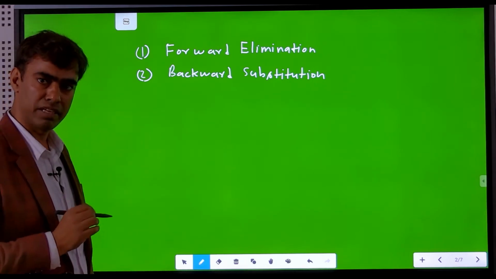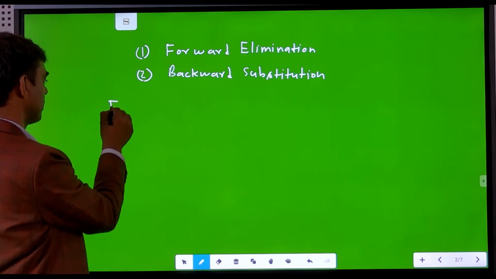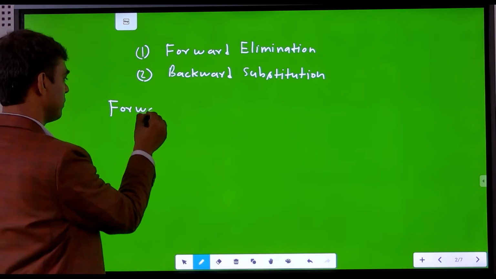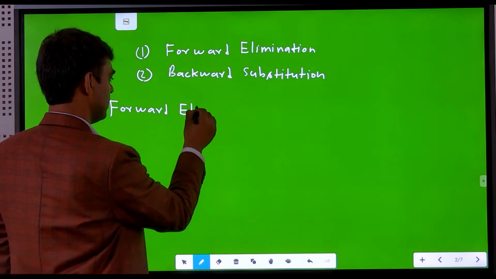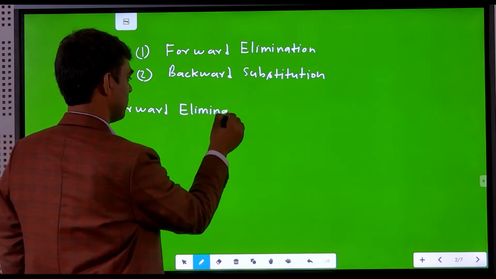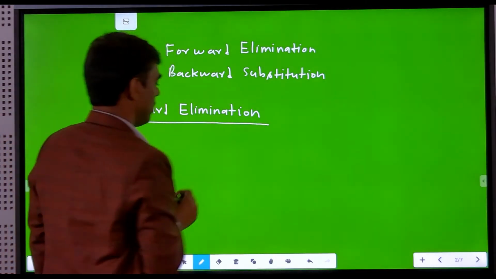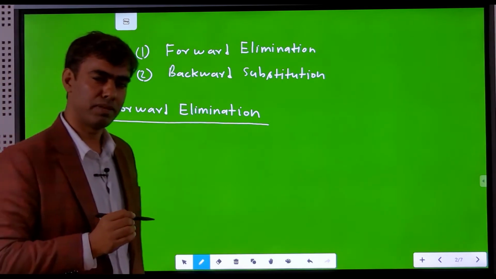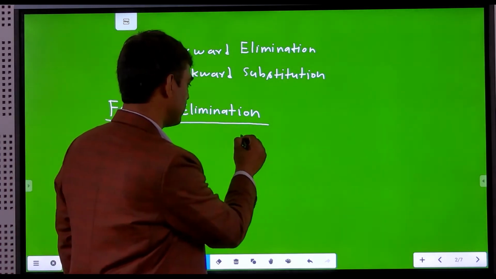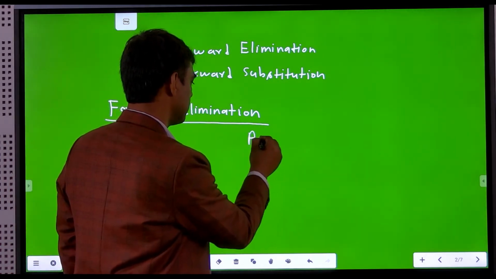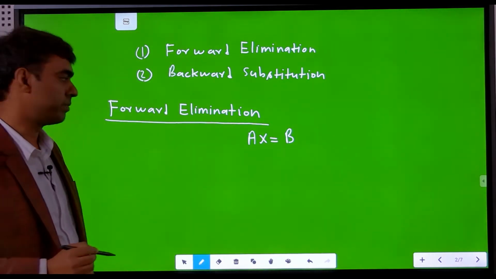Now, what will happen in forward elimination? In the first step of forward elimination, suppose we start from the matrix form of the system of linear equations. What is the matrix form of a system of linear equations? It is AX equal B.